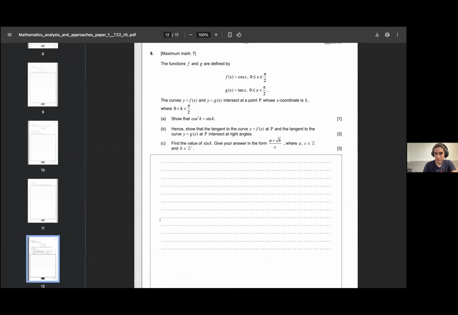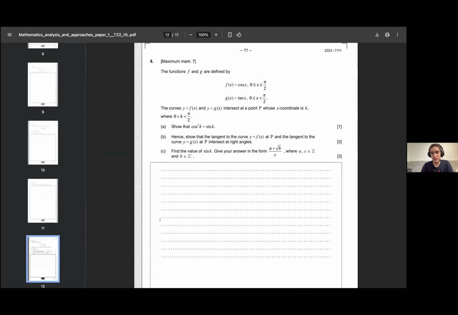What is the next part? Can you please read? Hence show that the tangent to the curve y equals f of x at P and the tangent to the curve y equals g of x at P intersect at right angles. So P is the point of intersection, and we have already shown that cos square k is sin k, correct? Yes. So let's find the derivative, okay?